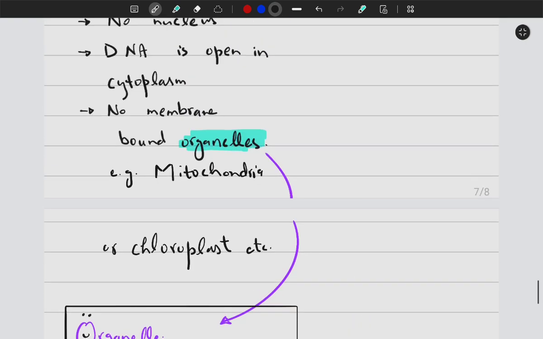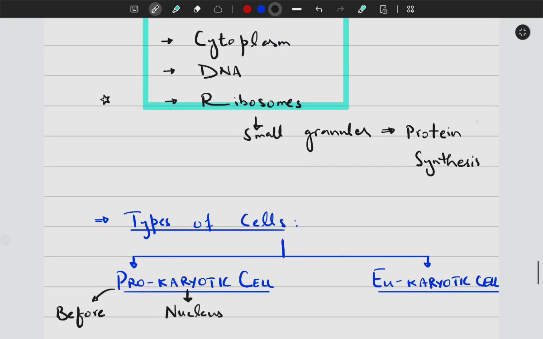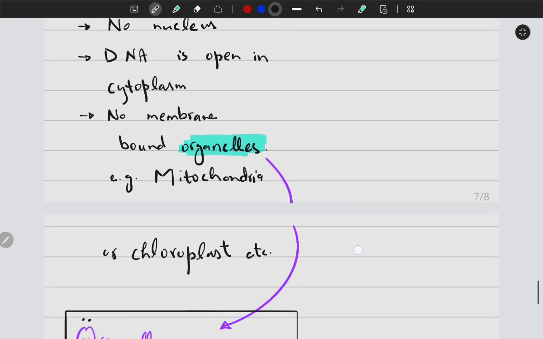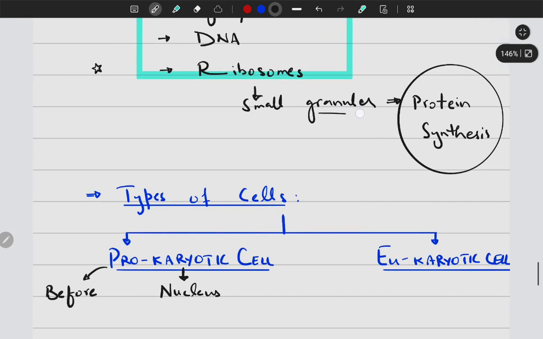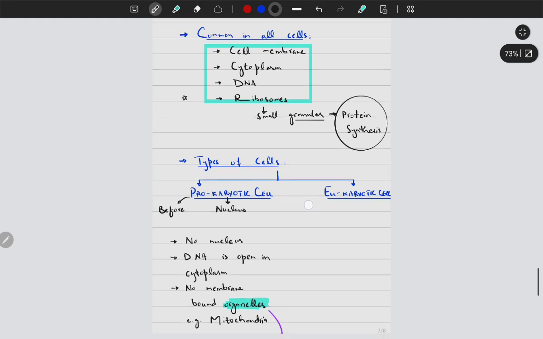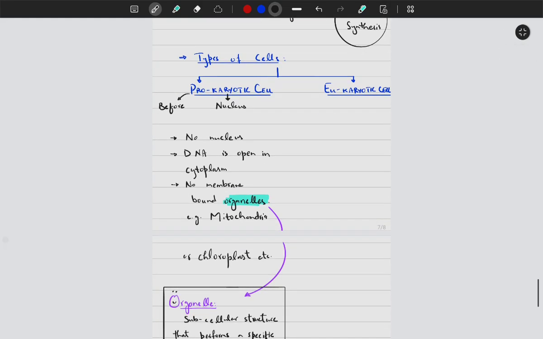I told you earlier the ribosome is responsible for protein synthesis. So these are organelles. But ribosome is present in all the cells. It does not have a membrane. It's like a small grain, no membrane. So that can be found in prokaryote as well as eukaryote.